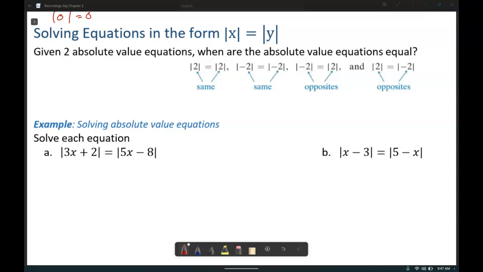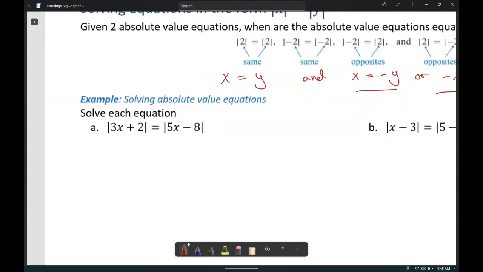So what this does is it sets up this idea that when we have an absolute value set equal to another absolute value, we can write two equations where we have x equals y, and x equals negative y, the opposite of y. Or we could write the opposite of x, so negative x equals y. We could use either of these setups in order to solve for the absolute value. So let's take a look at a couple examples.